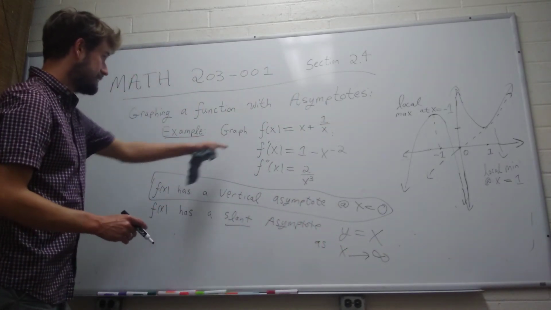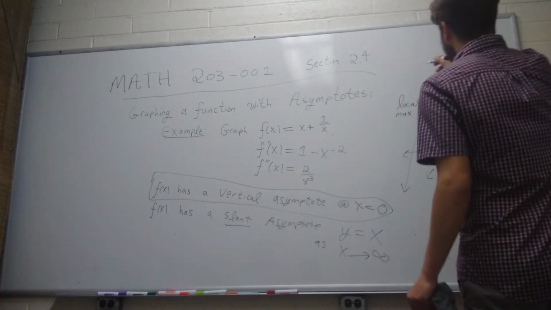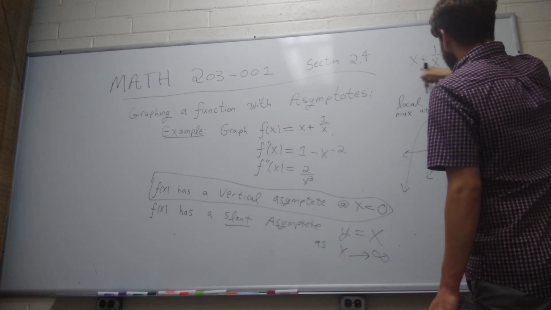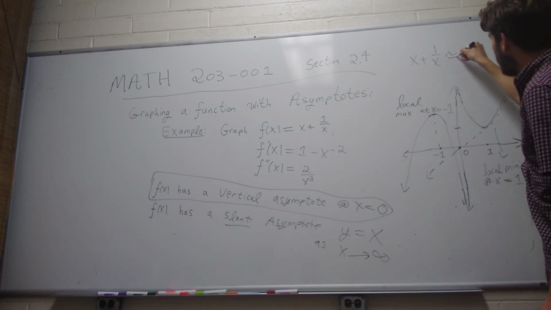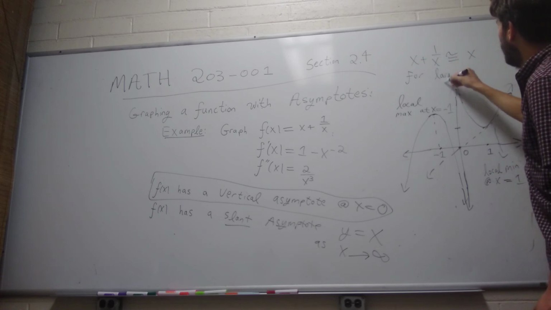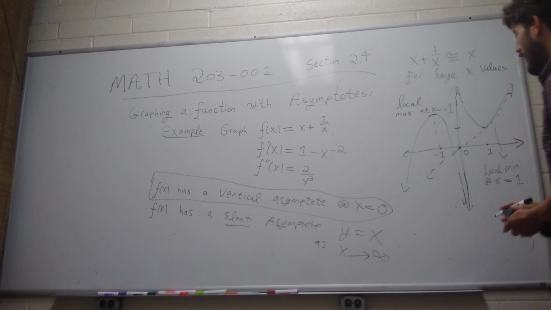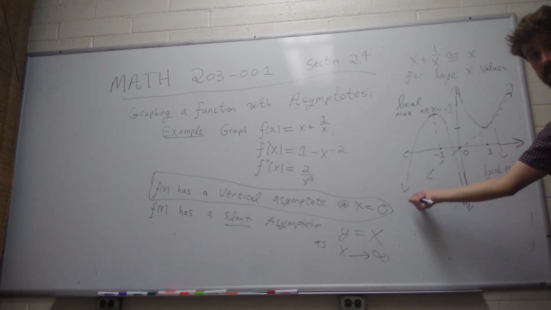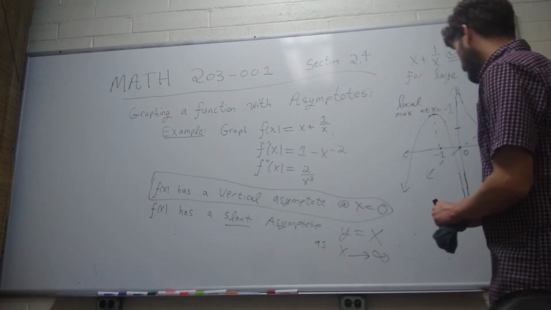And again, the reason for that is if we look at this function, right? What happens? x plus 1 over x. When x is large, this is very small. So this is approximately equal to x for large x values. And also, it's approximately x for x values that are large in absolute value, but tend to minus infinity.